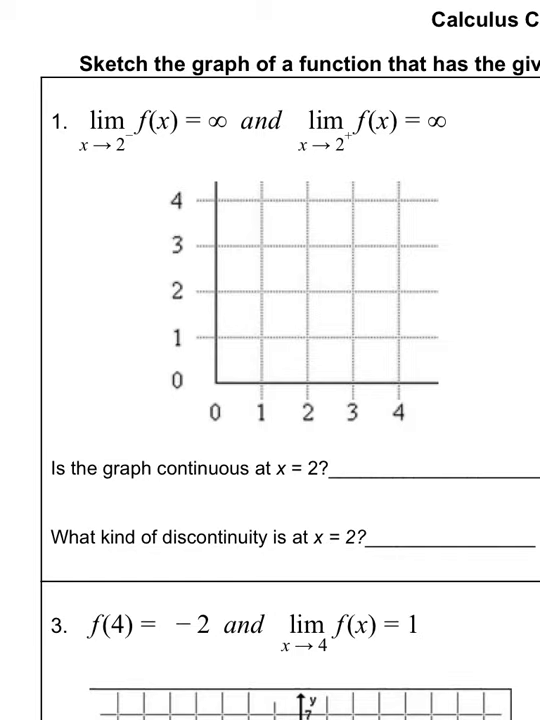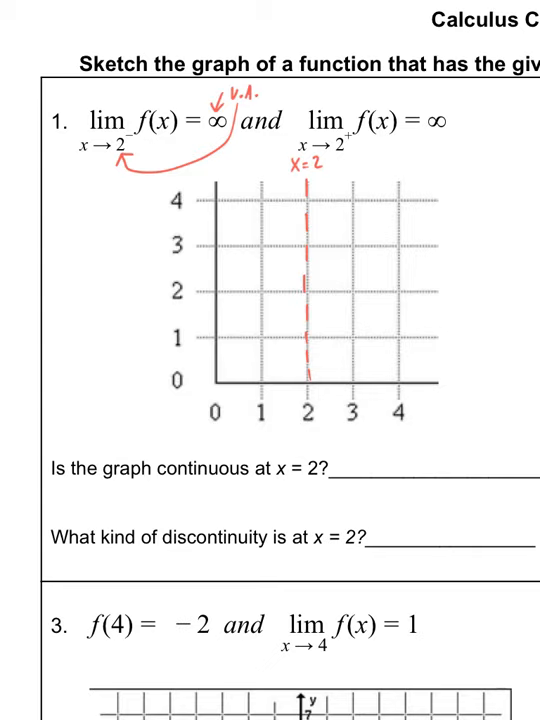Hey calculus, let's go through this practice quiz. Number 1. We have the limit as x approaches 2 from the left, and it's equal to infinity. We know if it's equal to infinity that there's going to be a vertical asymptote there. And we know our vertical asymptote is right here. So we know there has to be a vertical asymptote through 2. So that's the first thing we're going to put in. And we're going to label that x is equal to 2.